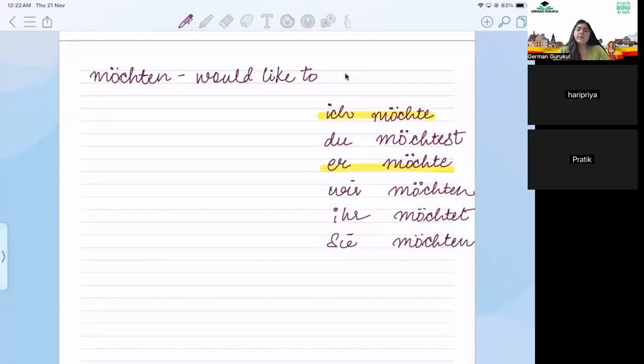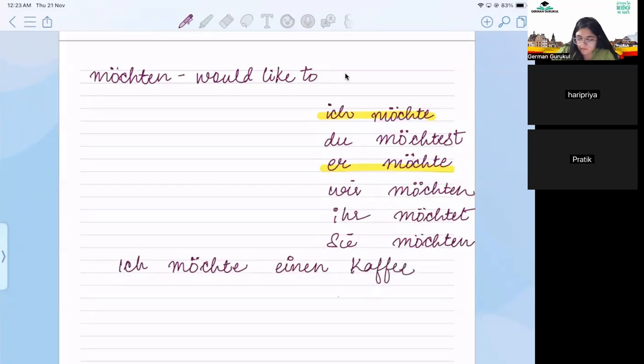So if you want to say I would like to drink a tea or coffee, I would like to drink a coffee. How will you say that? Ich möchte Kaffee trinken. The Kaffee is masculine. Einen Kaffee. Ja, einen Kaffee trinken. Ich möchte einen Kaffee trinken. Einen, because Kaffee is masculine. That's why. Yes, understood. Okay.